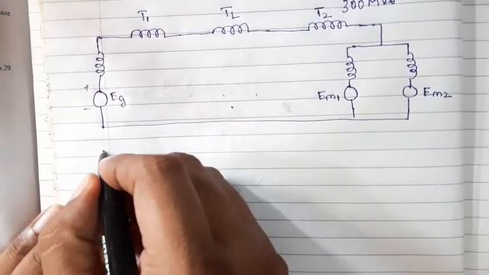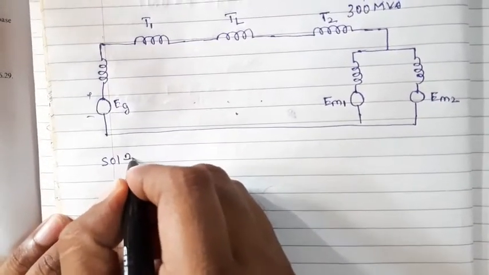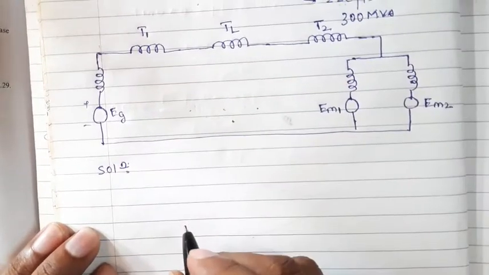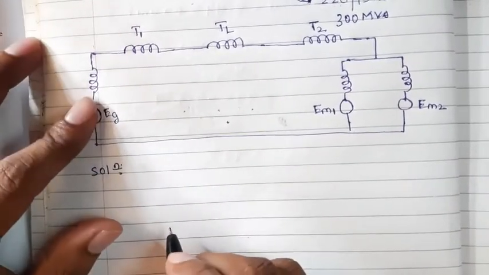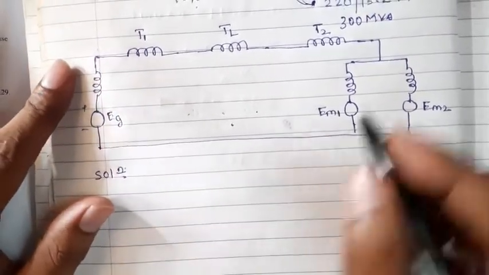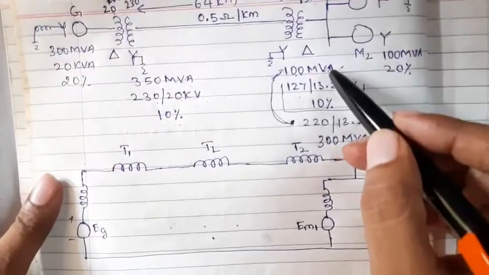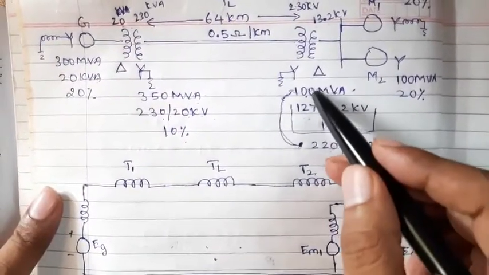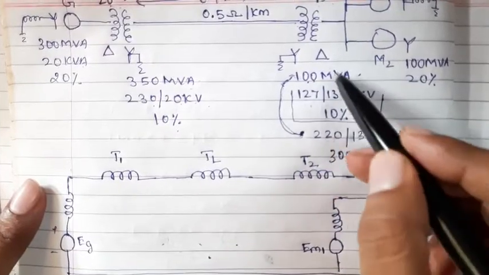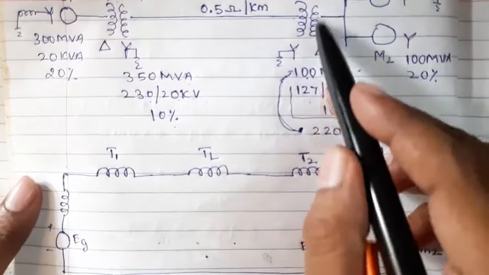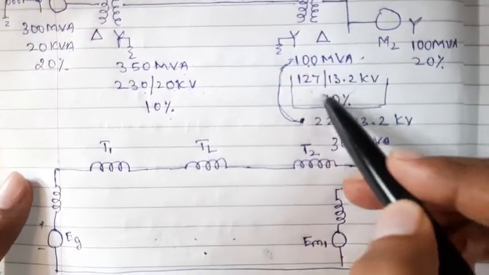Now let us find the solution for this. We'll find the values of all of these. First, we have to convert these values. These values are in single phase, and the system is made up of three phase, so we have to convert the single phase values.